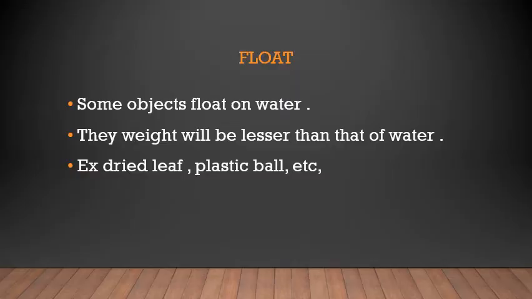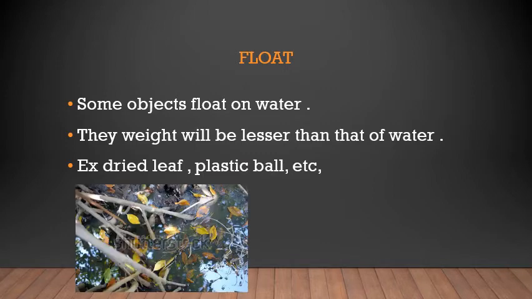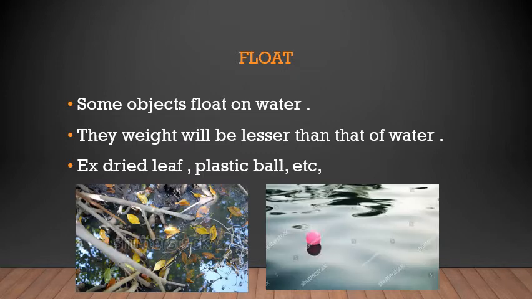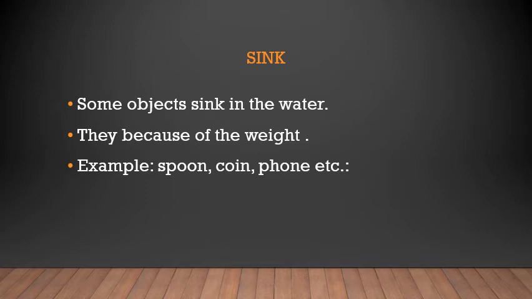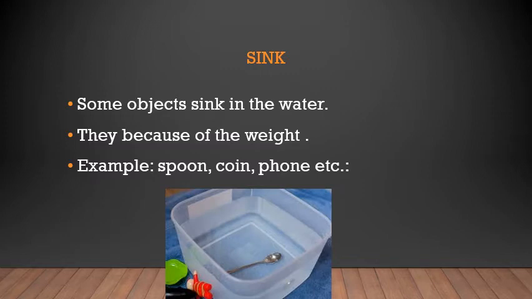Float means when some objects float on water, that means their weight is lesser than that of water. You can see the dried leaf and the plastic ball which float on the water. The things that stay on the upper end of the water are the objects which can float. And the objects which sink in water have more weight than that of the water, like a key, a spoon, a coin, or a phone. All these things sink in the water because they are heavier than the water. That is one of the properties of objects that depend on the properties of matter.